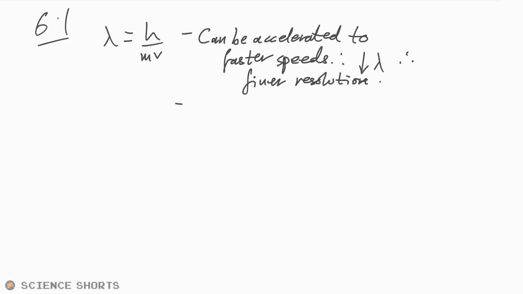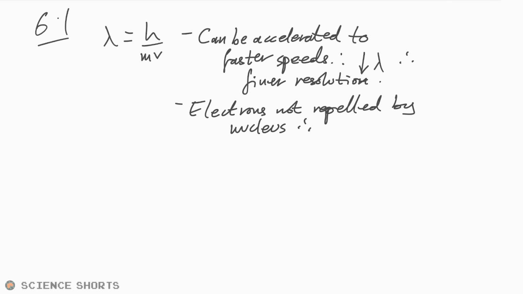What can we say as well? I guess if we're talking about nuclear radius, electrons are not repelled by the nucleus, unlike alpha particles, therefore they can get closer. There we go. A bunch of other things you can put as well, like easy to produce, which they are, I guess.